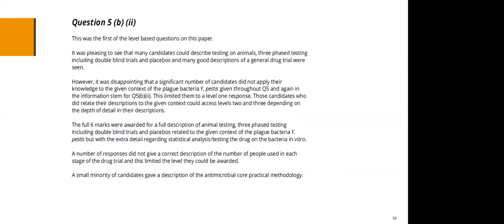This is a cohort comment. Examiner feedback on cohort performance, this time for a level-based question. What candidates were able to do. The fact that a lot of candidates did not apply their knowledge to the given context, which will always limit the marks. You've got to relate descriptions to the given context to access levels 2 and 3, which is what we saw in the response that we looked at.